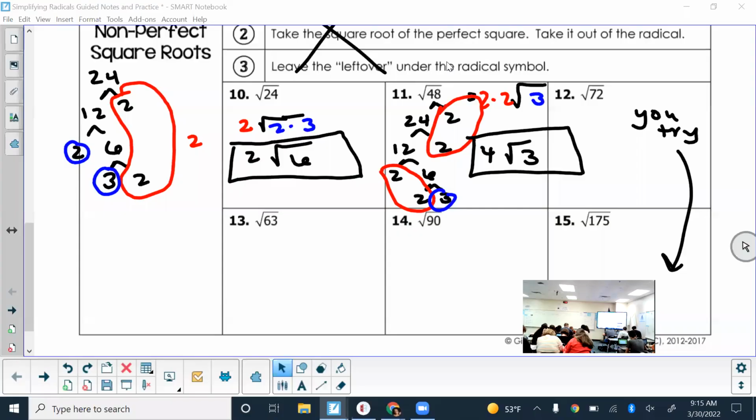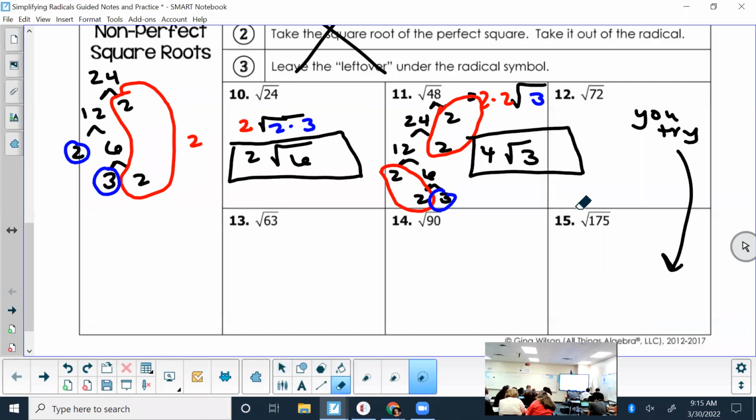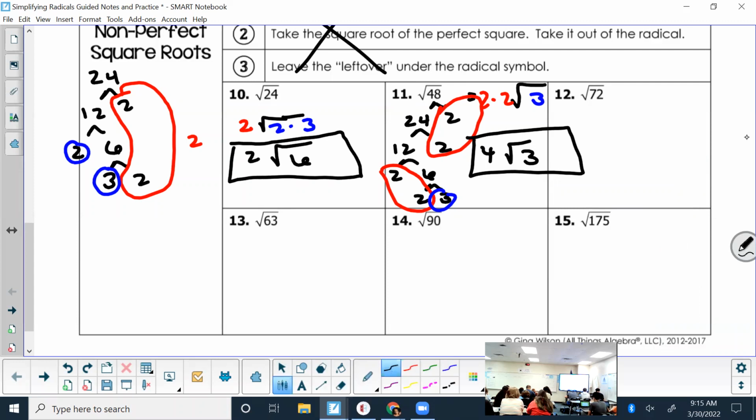The square root of 72. All right, I heard 6 radical 2. Any disagreements? All right, that is correct. Earlier, I got a bunch of answers, so good to hear it in this class. Seems like you got it.